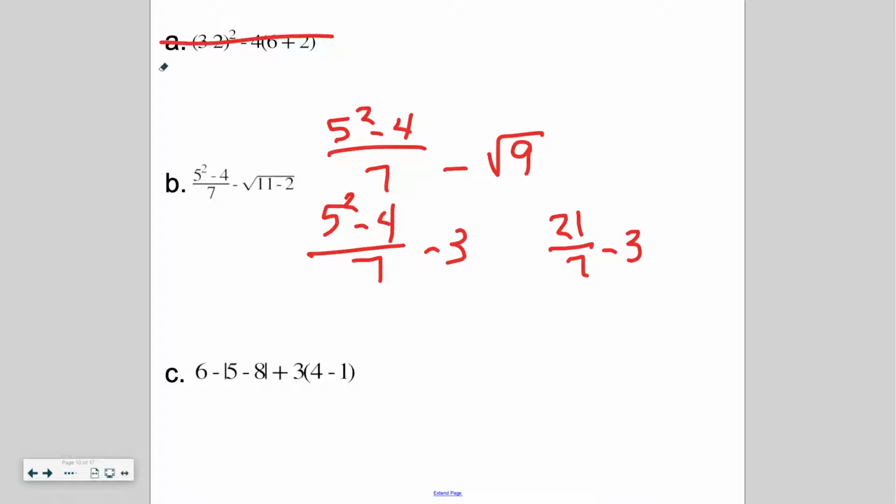What's 21 divided by 7? 3. And what's 3 minus 3? 0. Now, see how we did the square root, or the 25, and then we subtracted the 4, and we did that before we divided by the 7? That's because the fraction bar is like a grouping symbol, really a set of parentheses. So you have to take care of everything on top before you divide.